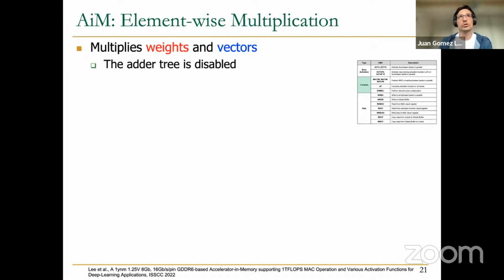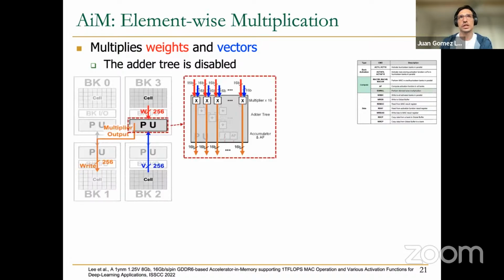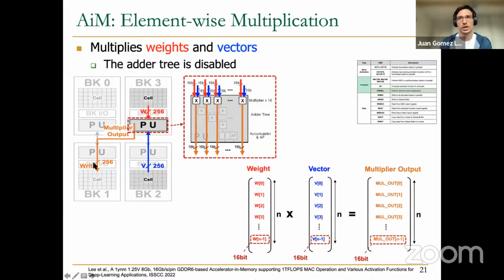Another operation that is also possible to do in the MAC units is the element-wise multiplication. In this case, the tree adder is disabled, and the PUs are simply performing an element-wise multiplication of some values coming from either 2 banks or 1 bank and the global buffer, and the output is written directly to a different bank, as we see here represented by this orange line, and this is the operation that is happening inside these PUs.